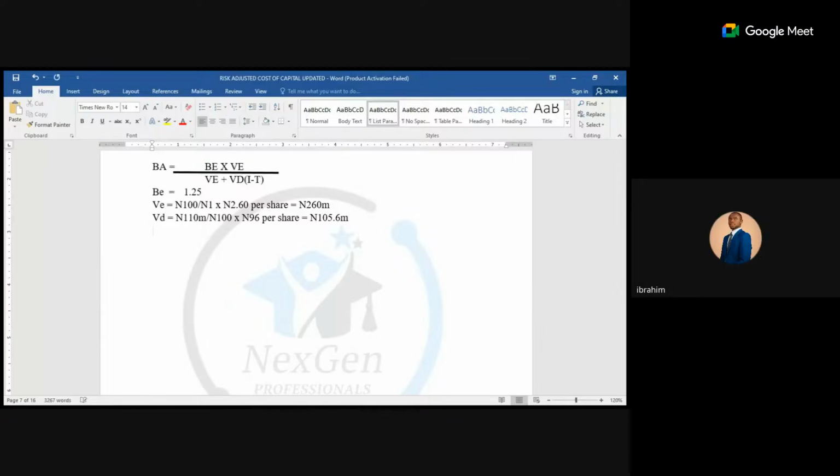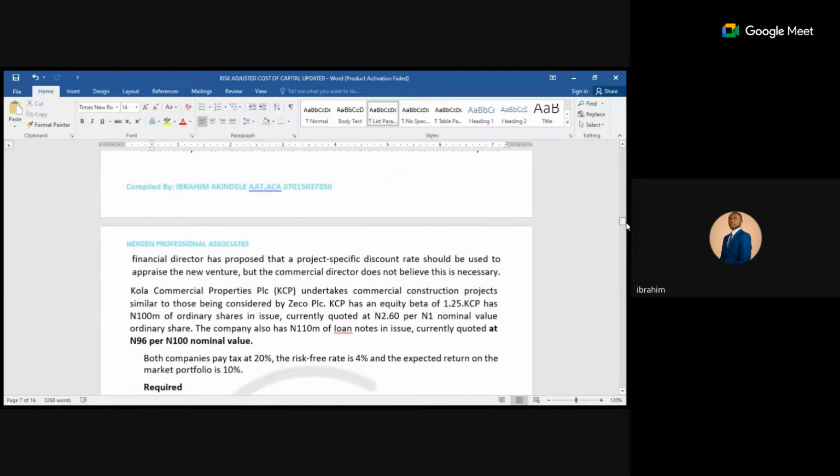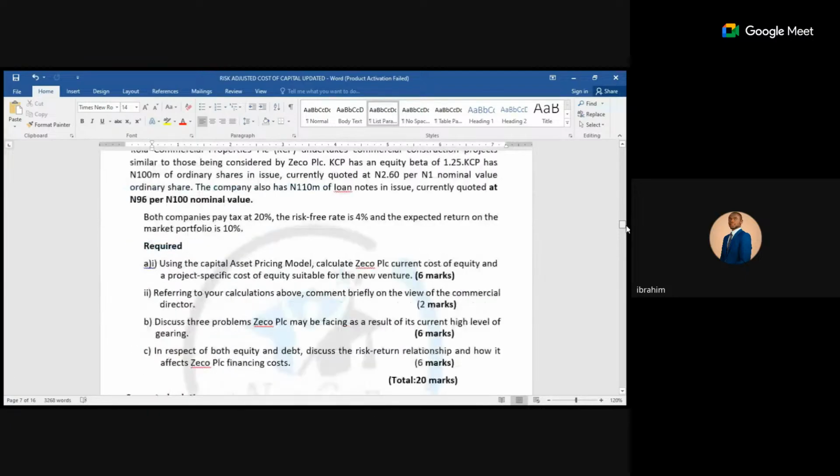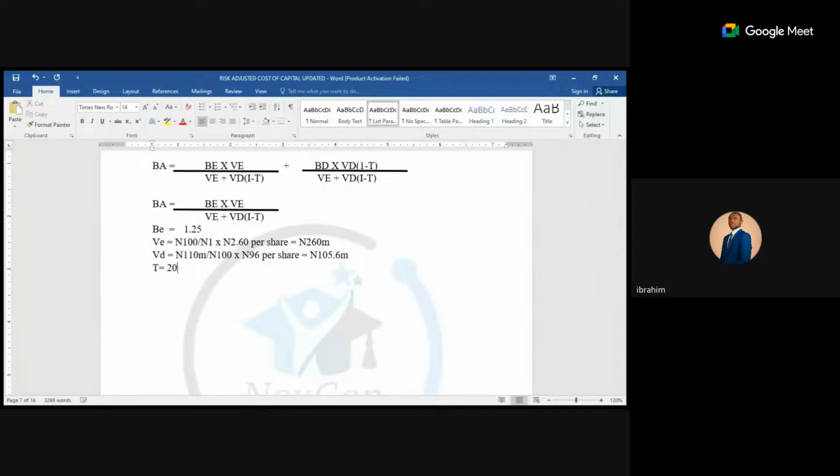So what is the tax? Both of them use the same tax. What is the tax rate? 20%, right? Okay, that's fine. So we can bring our formula to be here.